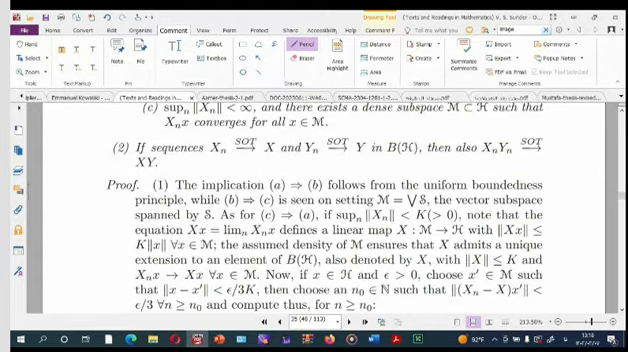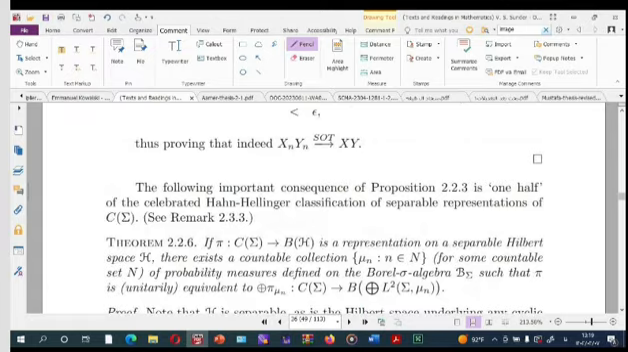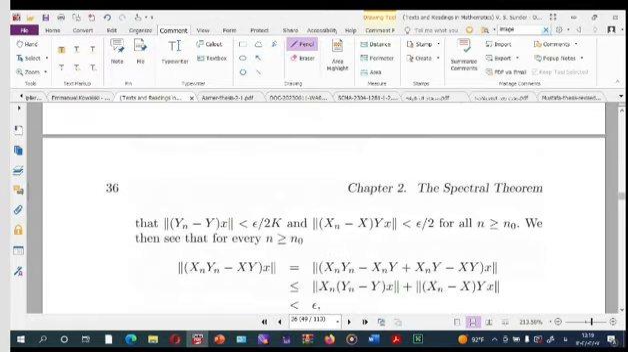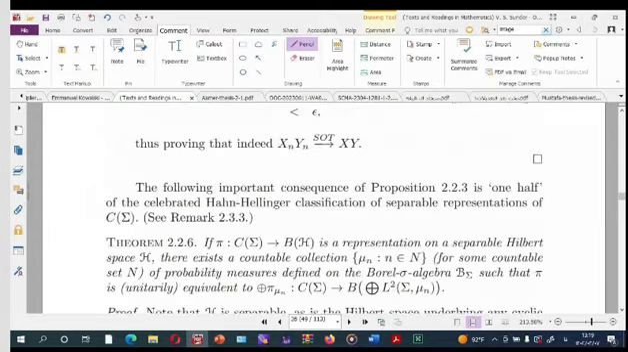if two sequences Xn converges to X in SOT and Yn converges to Y in SOT, then the product XnYn converges to XY in SOT. The proof of this is very easy. Please read the proof of this and write it for me, okay? Again, another homework, this is very easy.